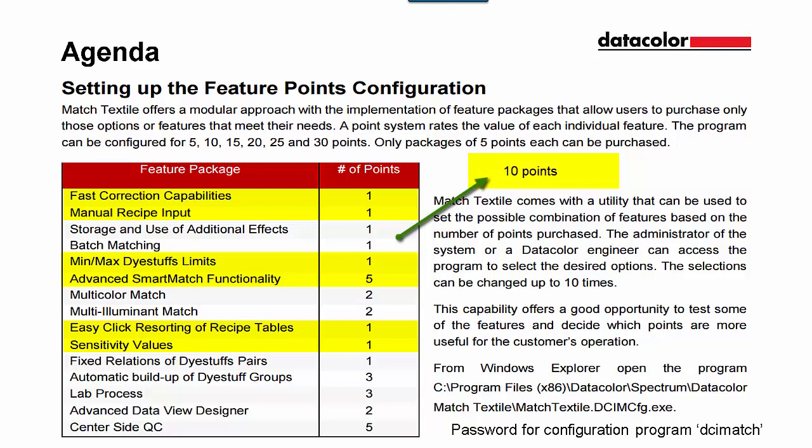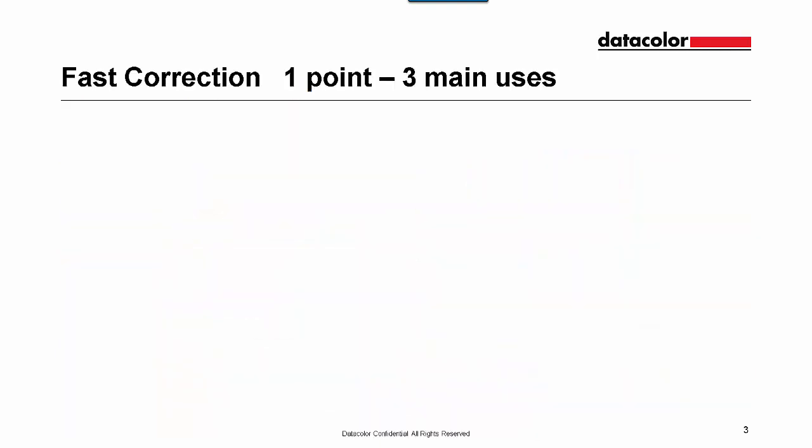Now we will look at each feature point in detail. First, fast correction. Fast correction has a value of 1 point and has 3 main uses.